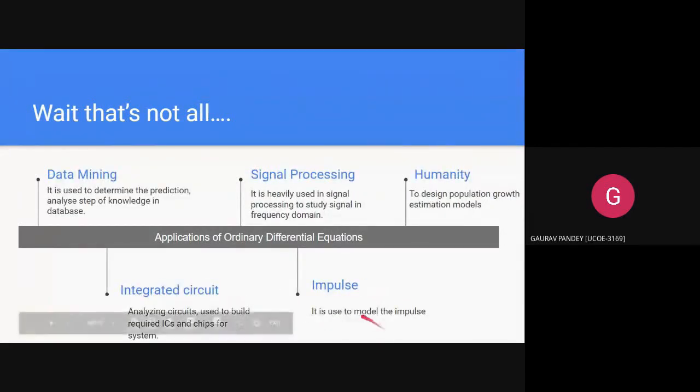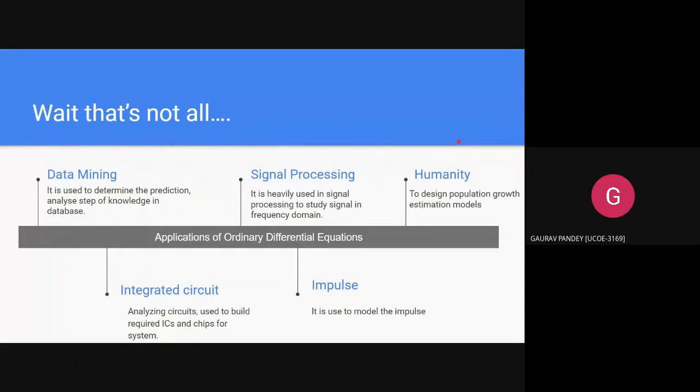Next, data mining. Data mining is the process of finding patterns in large datasets, involving methods at the intersection of machine learning, statistics, and database systems, where the Laplace equation is used to determine the prediction and to analyze the steps of knowledge in databases. Signal processing. Signal processing is an electrical engineering subfield that focuses on analyzing, modifying, and synthesizing signals, such as sound, images, and scientific measurements. Laplace transformation is heavily used in signal processing.